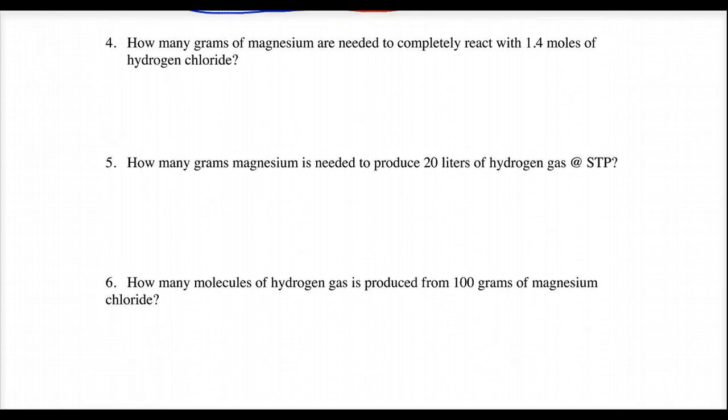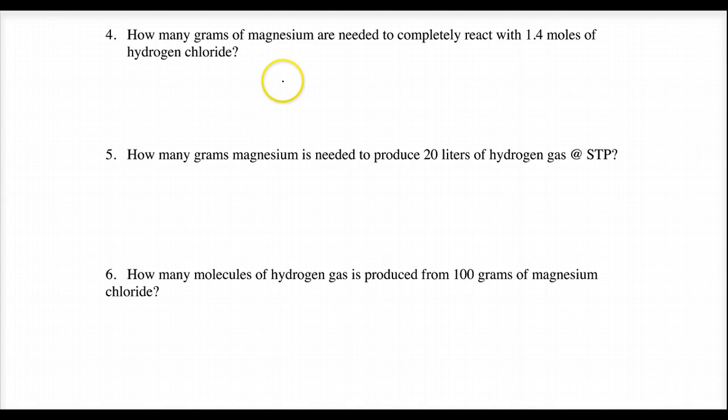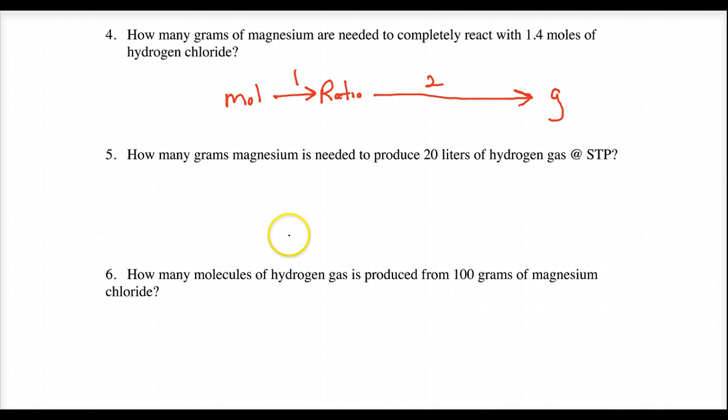Look at number 4. How many grams of magnesium is needed to react with 1.4 moles of hydrogen chloride? So we're starting with moles of hydrogen chloride. How many steps do I need? Can I times the moles by the ratio? Yeah. And then can I convert my ratio to grams? How many steps? 2. So you can read these problems now and hopefully see how many steps are needed.